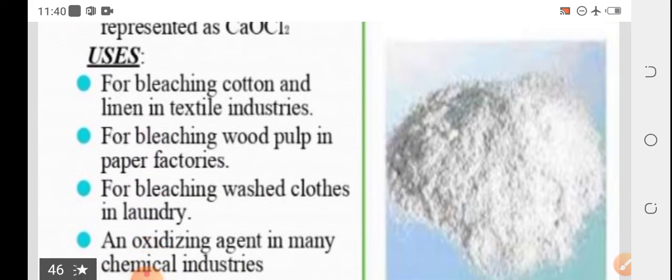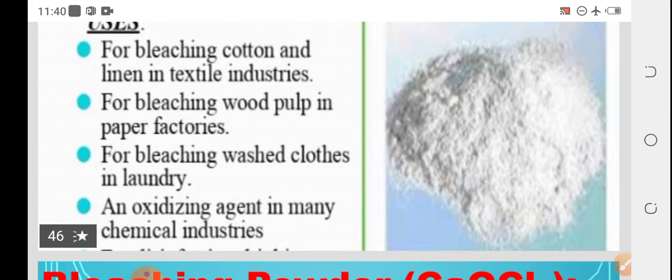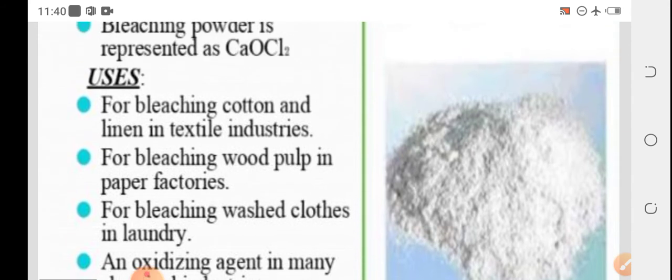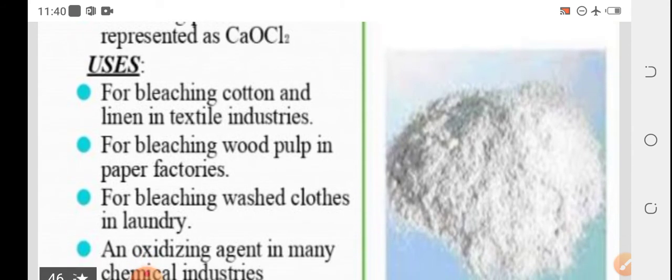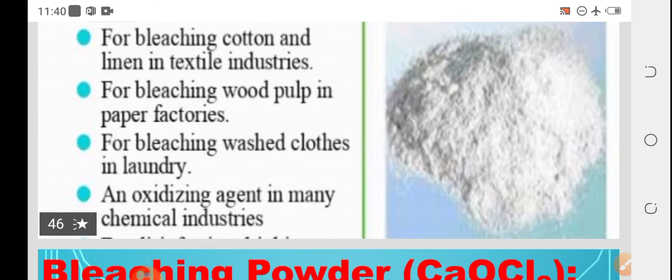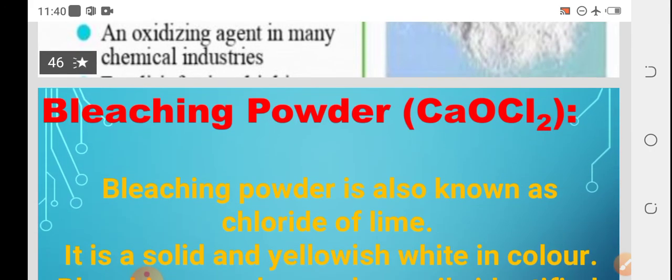You can see the uses of bleaching powder: for bleaching cotton and linen in the textile industry, for bleaching wood pulp in paper factories, for bleaching washed clothes in laundry, and as an oxidizing agent in many chemical industries. These are the uses of bleaching powder. Nowadays we are also using it to protect us from insects, spraying it in our environment.